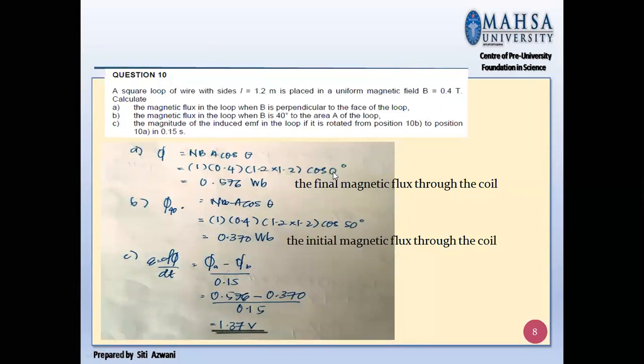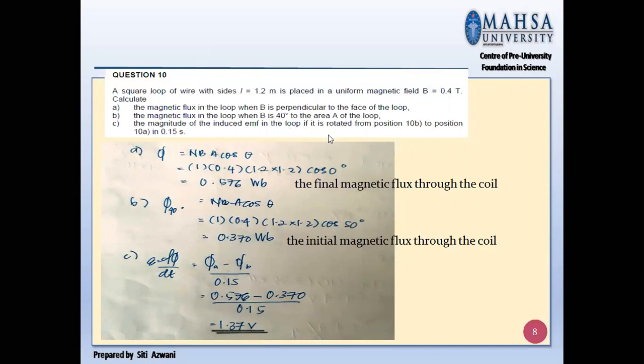B: magnetic flux in the loop when you have B at 40 degrees to the area A of the loop. B to the area of the loop or to the plane is 40 degrees. But again, remember you need to substitute the angle between the normal and B. So here you need to do 90 minus 40, then you got 50. Substitute into your formula.